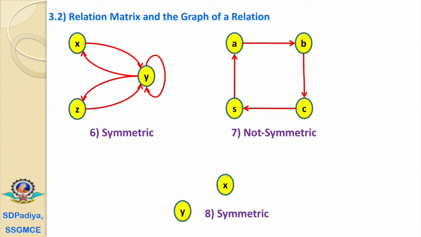When will it be not symmetric? If x has a relation with y, but y does not have the relation with x, then it is not symmetric. There is no single relation between these two nodes. That's why it is symmetric.